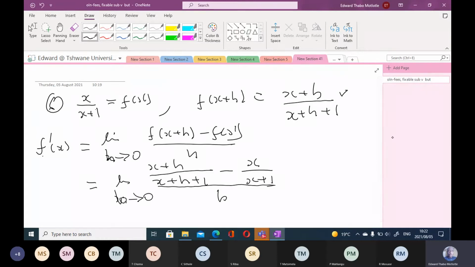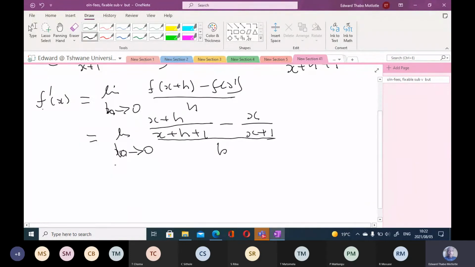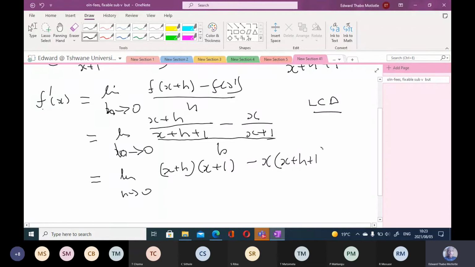Now because of space, these are two fractions. I'm going to use the lowest common denominator. So the lowest common denominator, we multiply our denominators together, okay? So we have the limit as h approaches 0 of (x plus h) multiplied by (x plus 1) minus x multiplied by (x plus h plus 1), all over h multiplied by (x plus h plus 1) multiplied by (x plus 1).